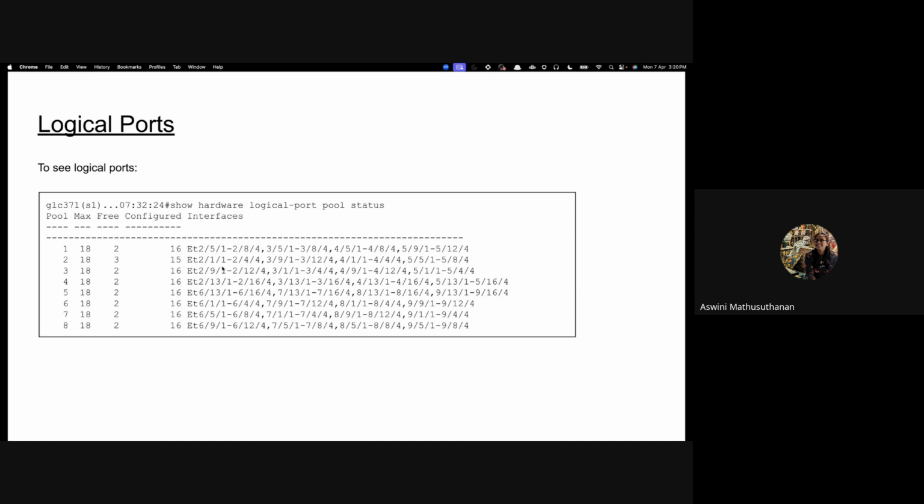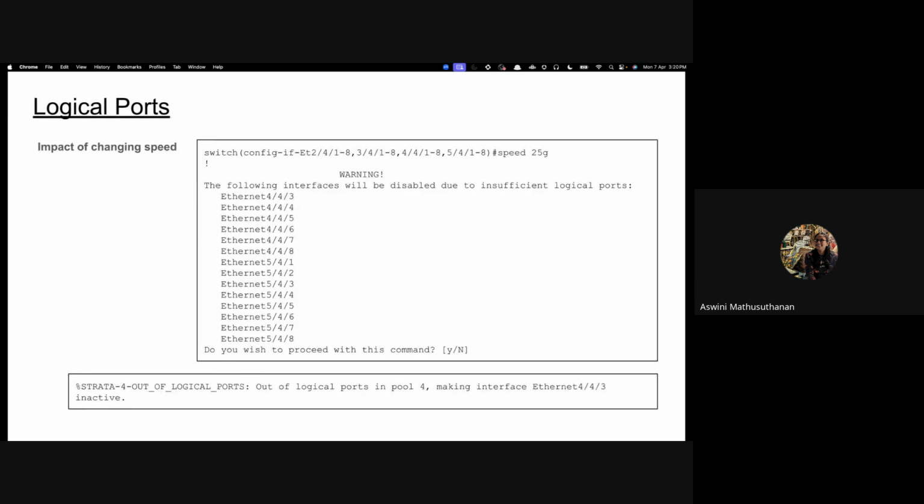So it will just throw out of logical ports in the newer codes, and back in 4.25 it shows as hardware resources full. So yeah, this is the slide which shows the error, and all these ports will have impact on the logical port. And even here we are changing the status of the interfaces on Et2, 3, and 4, and we are not touching any of these interfaces. So just because these are configured as 25 gig, all these interfaces are impacted, and it throws out this error.